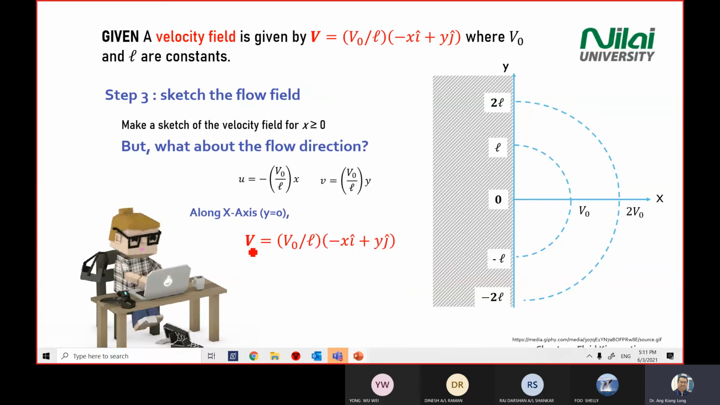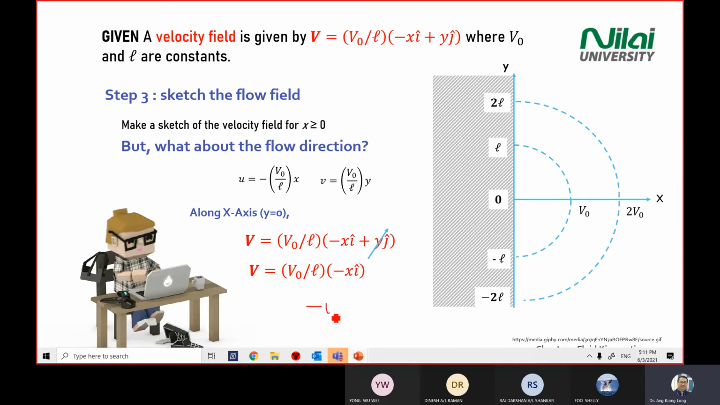All right, the velocity field, v equal to V0 divided by L, minus xi plus yj. You substitute y equal to 0, and you can cancel. You only arrive at v equal to V0 divided by L, minus xi. Okay, minus xi. Now this is a vector form, right? This is a vector form.